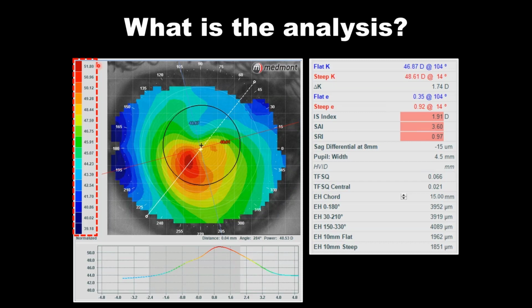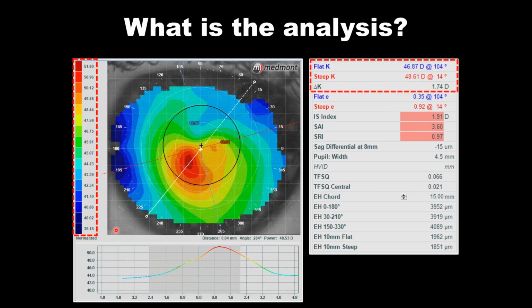Remember that you want to view these topographies in axial, an axial scale with a normalized scale. If you're using tangential, the scale range is going to be much broader, and that's going to give you a false distribution of that power.